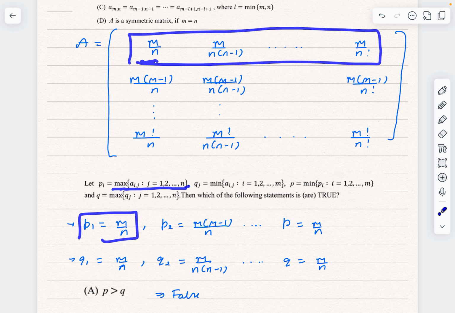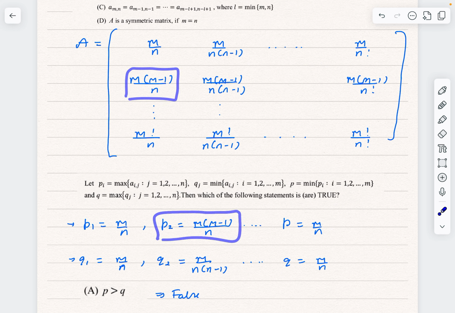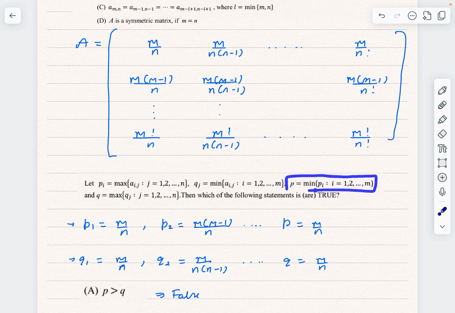because denominator is increasing this side. So P1 is m by n. Similarly, P2, maximum element will be first element only. And then they're saying P. P is the minimum of all the Pi's.